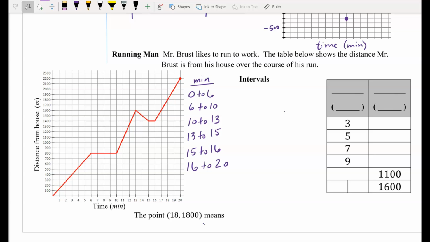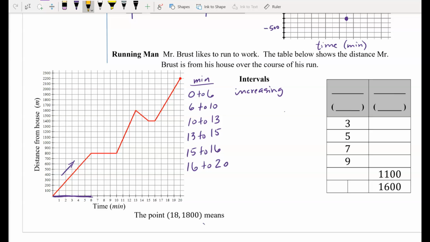When you read a graph, you read it from left to right. And 0 to 6 is an interval of time, which is on a horizontal axis. So we're going to be looking from 0 to 6 minutes, which is right along this x-axis, and then look at the graph and see what's happening. The graph is going uphill. If we go from left to right, we would say that the graph is increasing. That means that the distance that Mr. Brust is from his house is increasing over that interval. In other words, he's running away from his house.